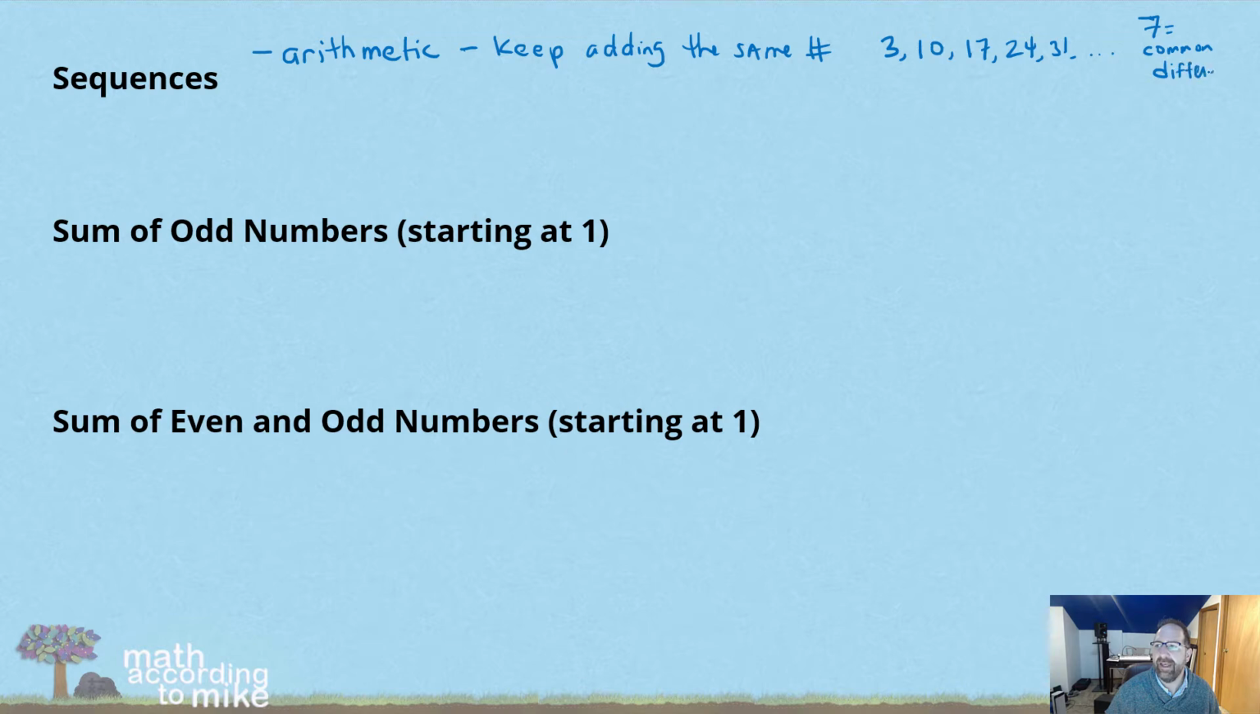And the reason it has that name is because if you subtract the second from the first, and the third from the second, and the fourth from the third, the common difference is 7. So if you keep adding the same number over and over again, arithmetic. If you keep multiplying the same non-zero number over and over again, it's called geometric.